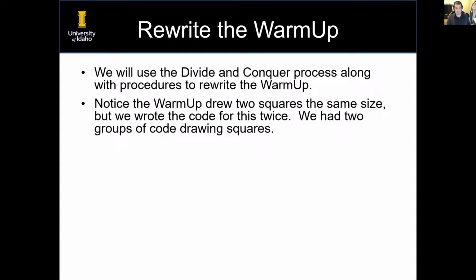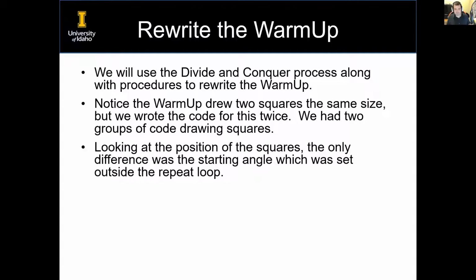We're going to use this divide and conquer process along with the procedures to write up the warm-up. So what we're going to notice is that the warm-up drew two squares of the same size, but we rewrote the code for this twice. We had two groups of code drawing squares. It's okay, it happens. And what I would like to point out is it's okay to not be efficient your first time through. In fact, I kind of recommend you're not.